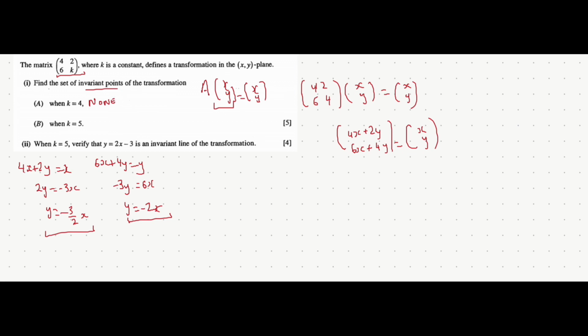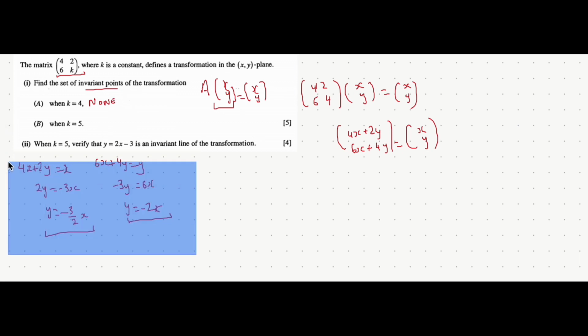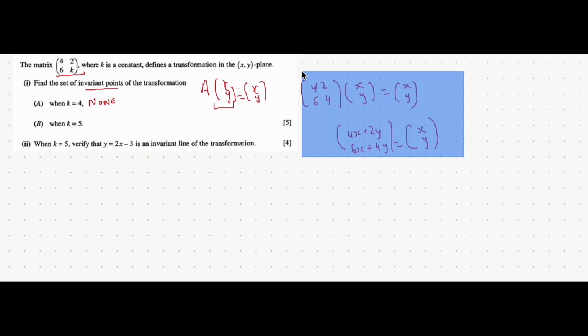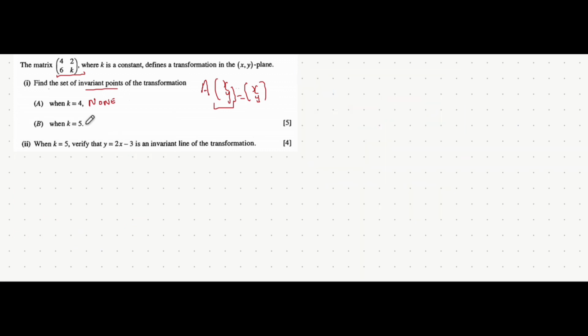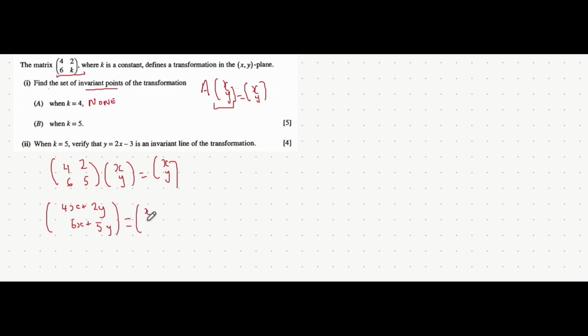Let's now check the same process with option B and check if there is a line of invariant points that match. This time we're going to replace k with 5, and this matrix becomes 4, 2, 6 and 5. If we now apply it to a set of points x and y and make that equal to x and y, let's see if we get a line of invariant points. Again, we're going to multiply the matrices like we did before. 4 times x is 4x plus 2 times y is 2y. 6 times x is 6x plus 5 times y is 5y. And you make all of that equal to x, y.